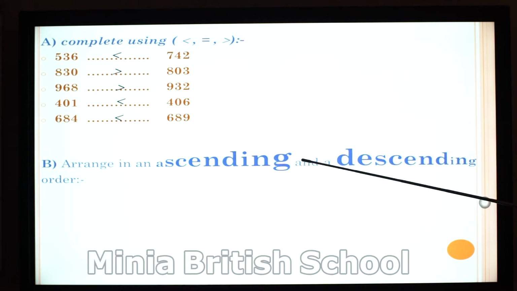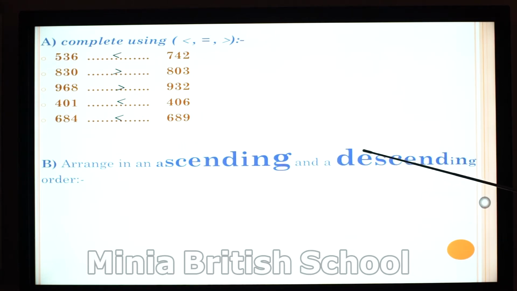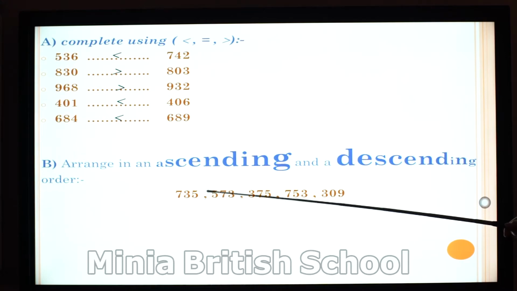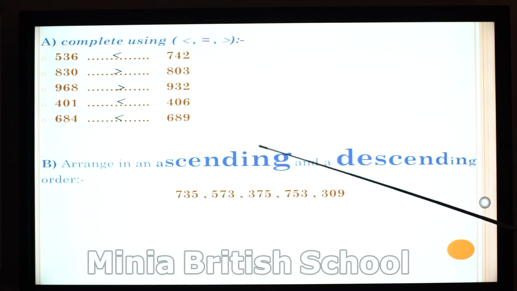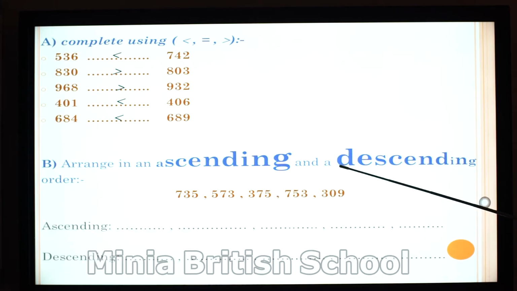Okay. Arrange in ascending order and descending order. Ascending, so you have to arrange from the smallest to the greatest. But descending, arrange from the greatest to the smallest. Here, 735, 573, 375, 753, 309.